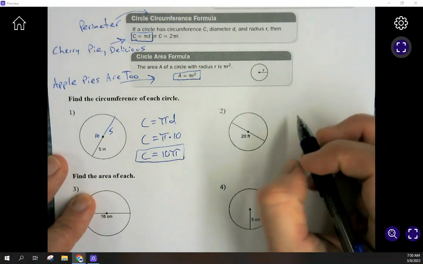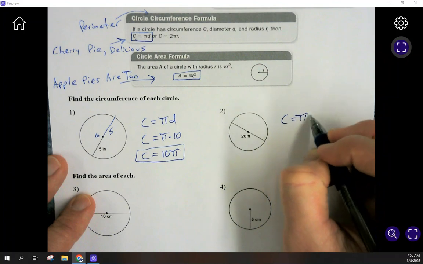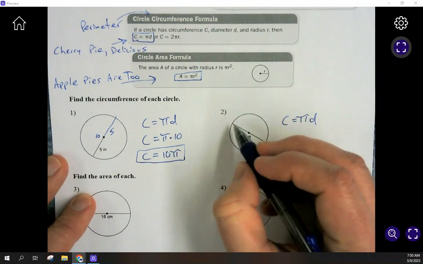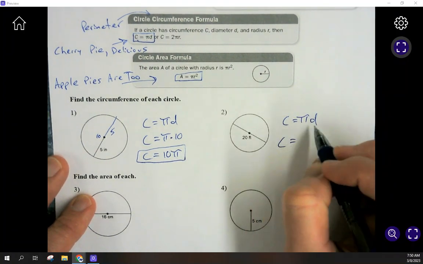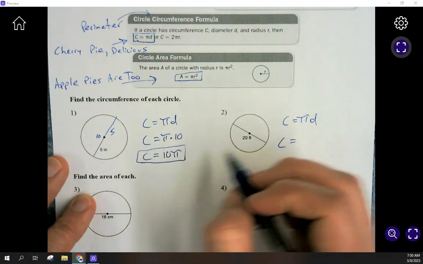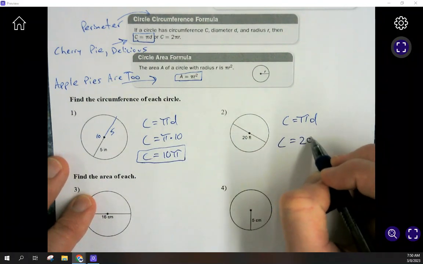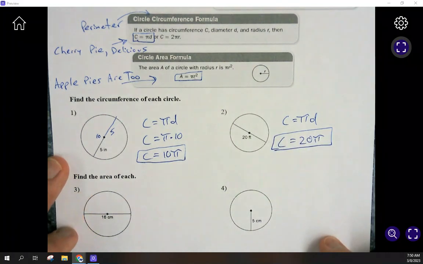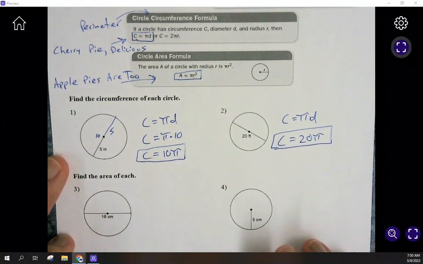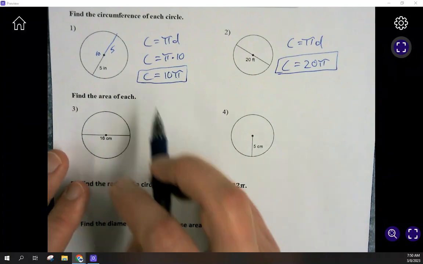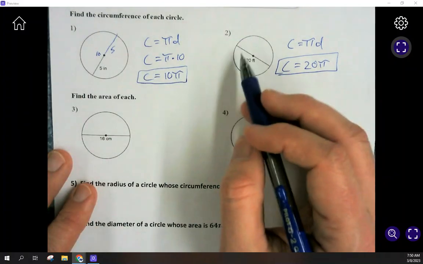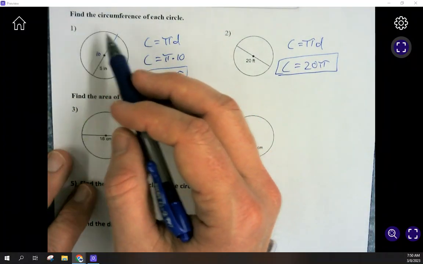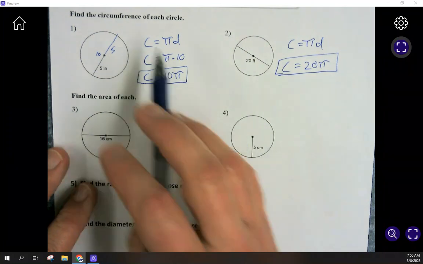So that's what we're going to do. All right, so here on the second one, circumference equals pi times diameter. Diameter is 20. We're just going to plug that right in. So I'm going to skip the middle step. I'm going to go ahead and put the 20 right up front. And there's pi. And that's my final answer. Nice and easy. Now remember, this is the circumference all the way around the circle. On the back, we're going to get to how do I find just a partial piece of that.